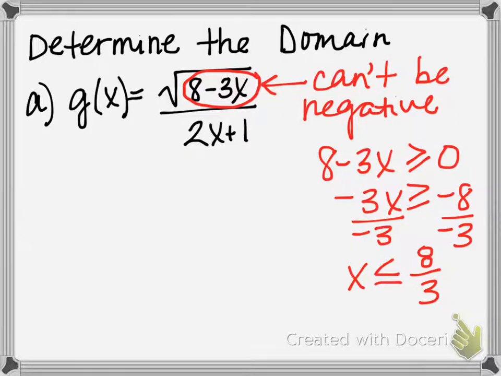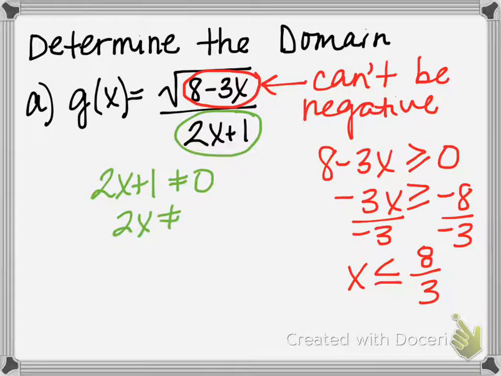Now the second part comes from the denominator. We need to ask ourselves, are there any restrictions in the denominator? In this case, we know we cannot have 0 in the denominator of a fraction. So that means our denominator, 2x plus 1, cannot equal 0. And we need to solve to figure out what value of x will cause this denominator to equal 0. So we'll subtract 1 from both sides and divide by 2, which gives us that x cannot equal negative 1/2.